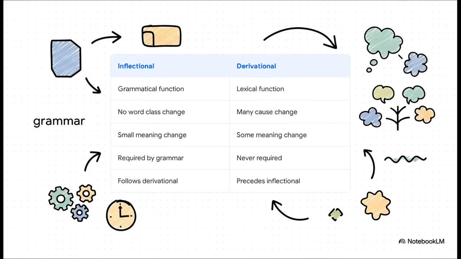This table really makes the difference crystal clear. Inflectional affixes are all about grammar, while derivational ones are about new meaning. We call that a lexical function. Inflectional affixes never change a word's class. A noun always stays a noun. But derivational ones, they do it all the time. And maybe most importantly, grammar forces you to use inflectional endings correctly. But using a derivational affix, that's always a choice you make to create a new word.